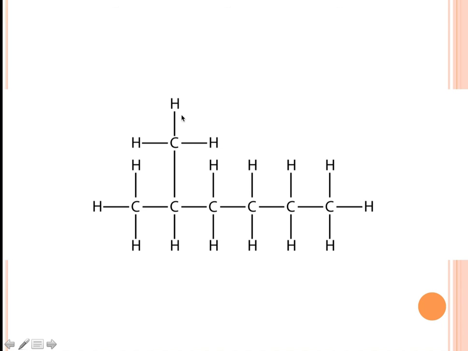So this is 2-methylhexane. And we need that 2 to tell us that it's not here, because that could be 3-methylhexane. Wouldn't have a number if it was here, because that would then turn it into heptane, because it would be on the end, and you can never have a branch on the end, because that's just extending your main chain.